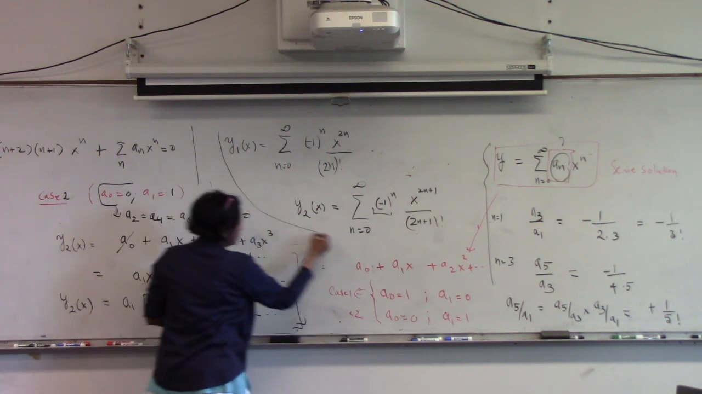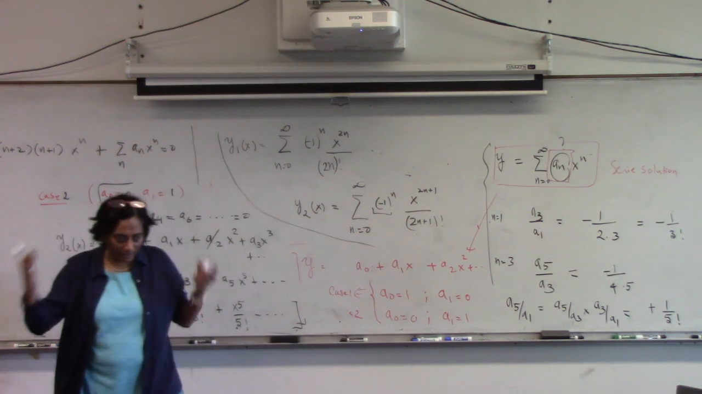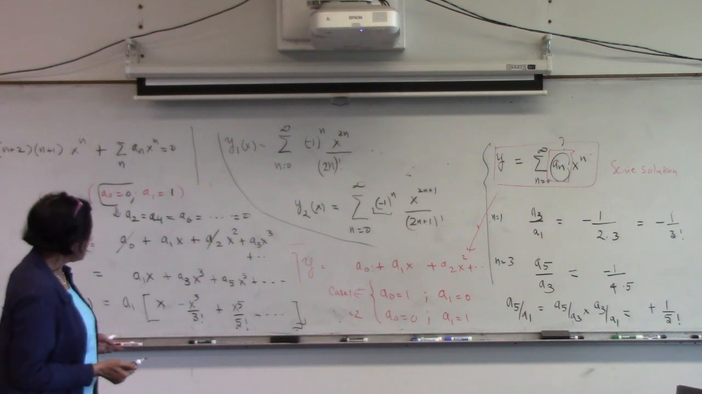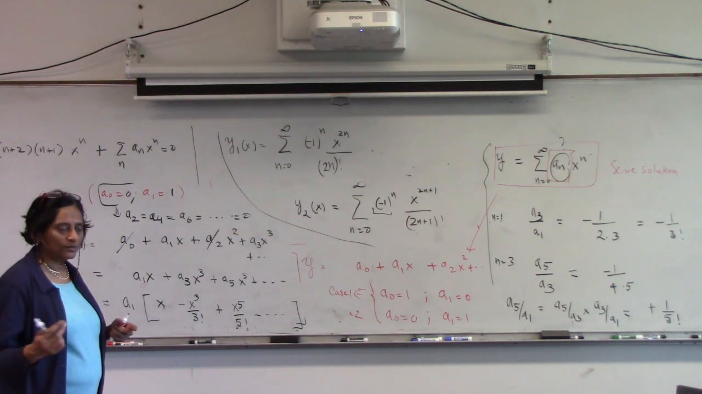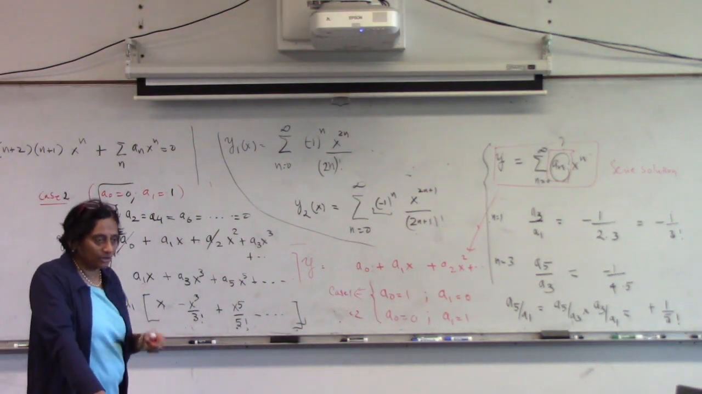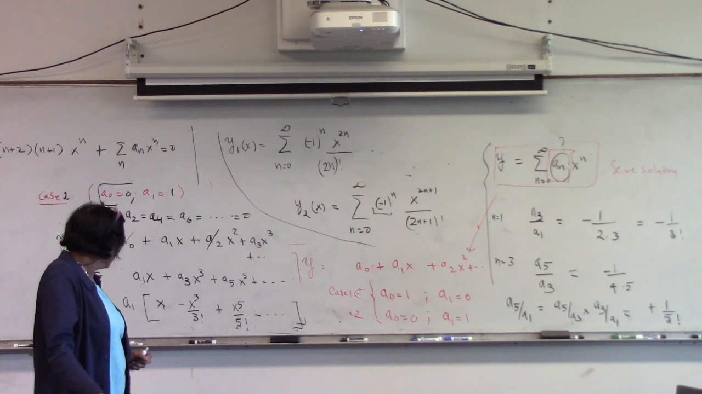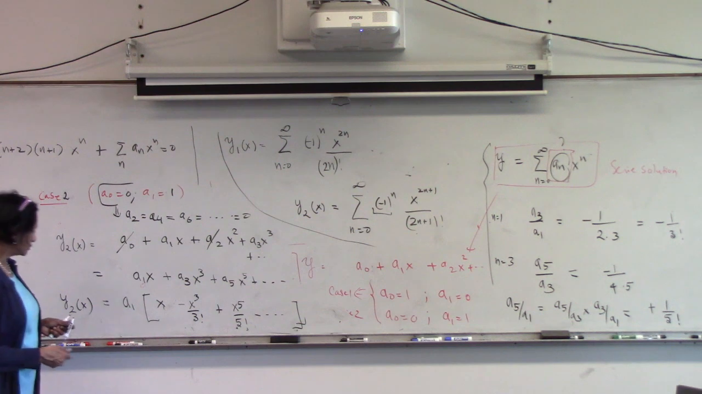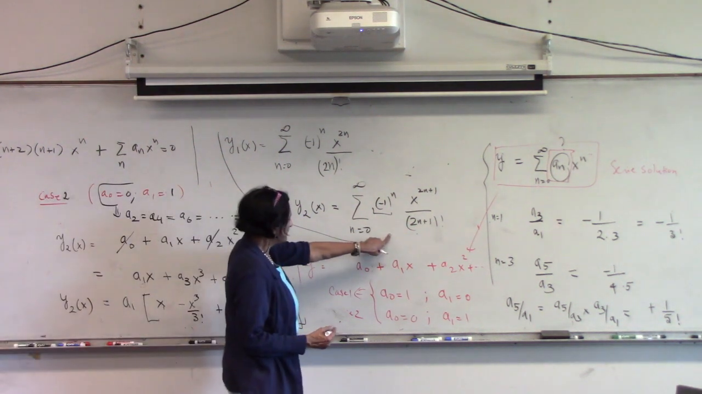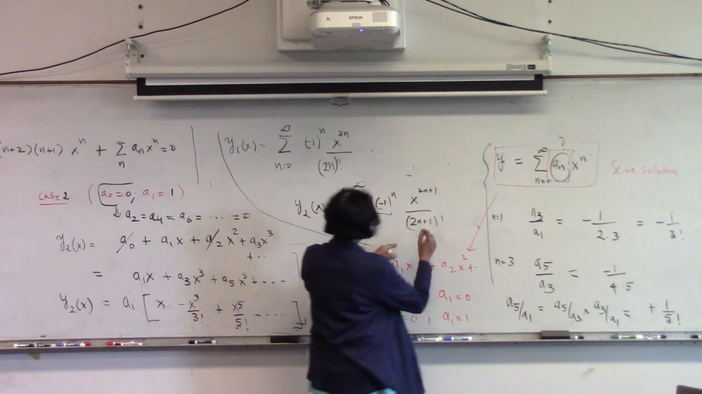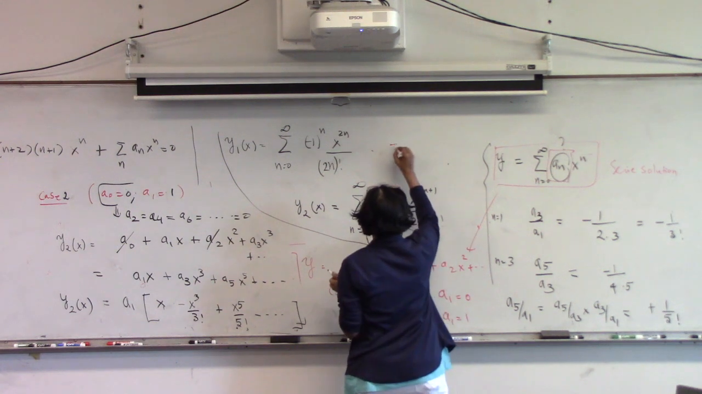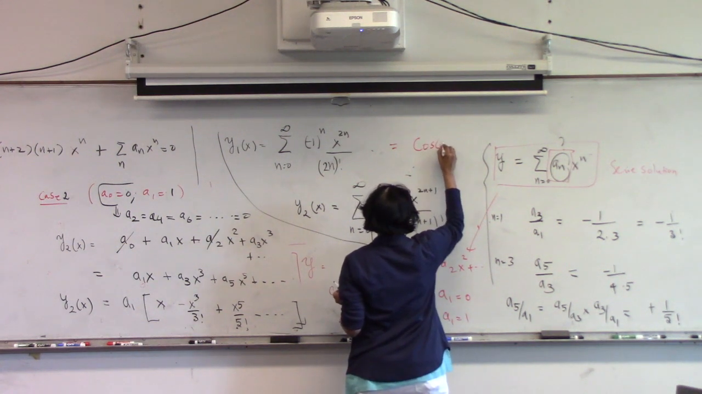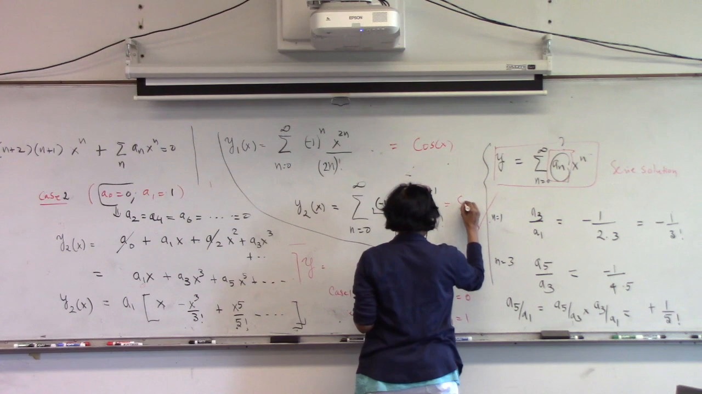Okay, so you could leave your solution like this if you could not recognize the series. But I'm going to tell you, always try to recognize the function because of the method I'm going to talk about, the Wronskian method, to guess the second solution. So then what is this? This is nothing but sine of x. Okay, so this is cosine of x. I'm going to put a1 equal to 1. So this is sine of x.